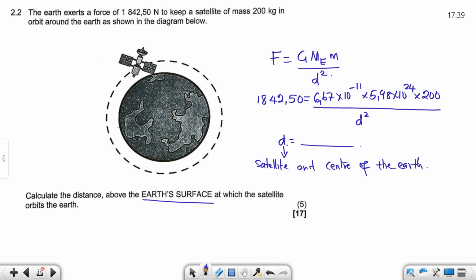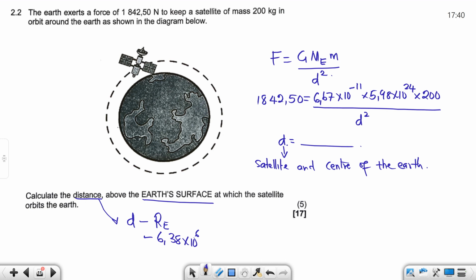So how are you going to get the distance? Whatever distance you get there, let's understand what that distance is, all right? You need to subtract. So this distance would be D minus the radius of the Earth. And the radius of the Earth is also a constant, 6.38 times 10 to the power of 6.